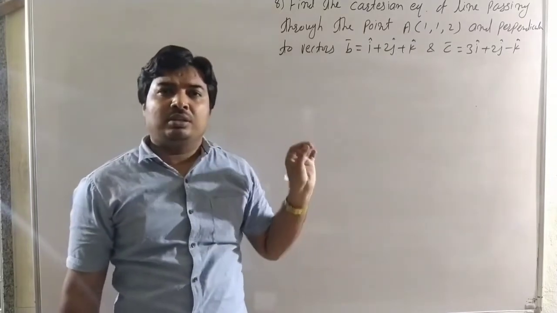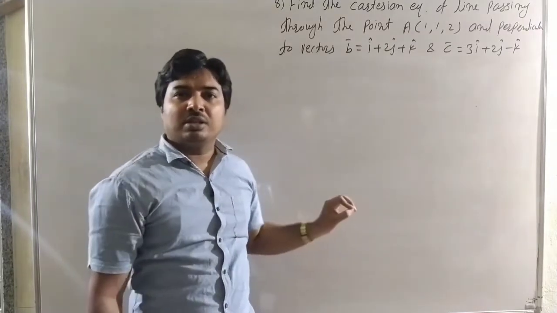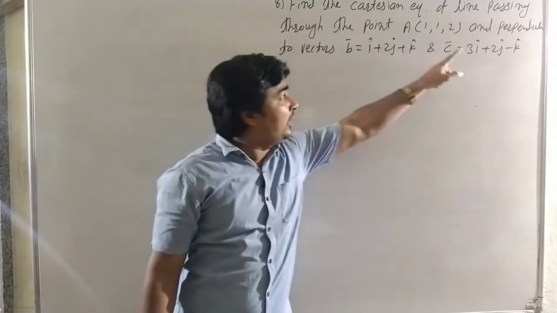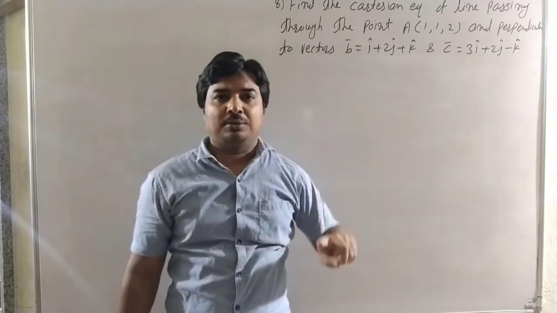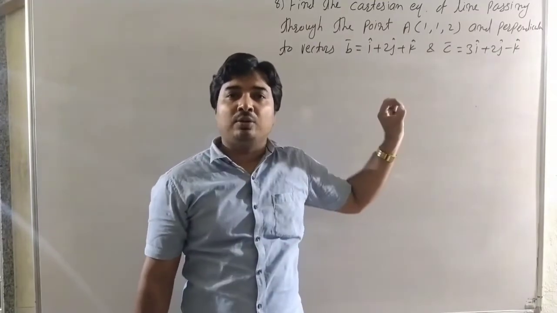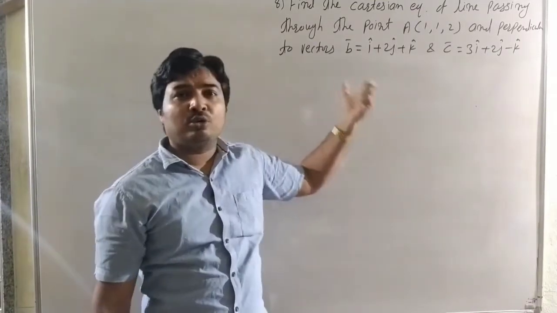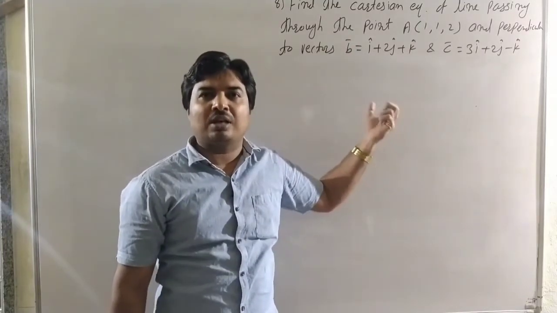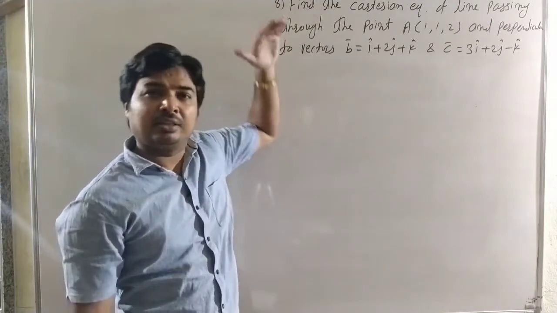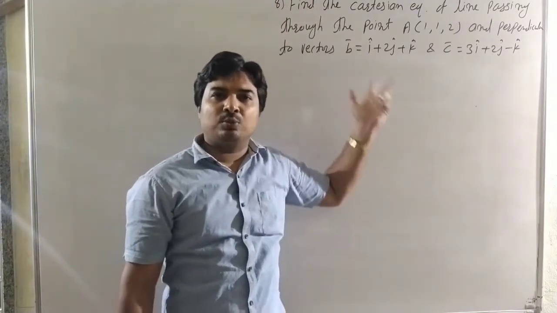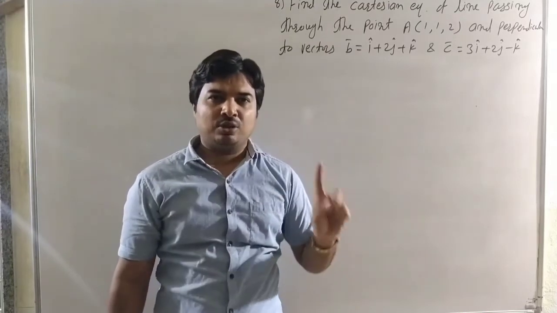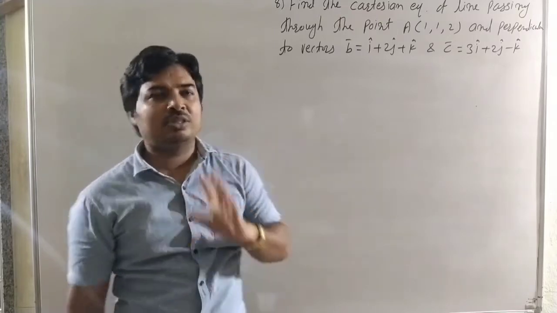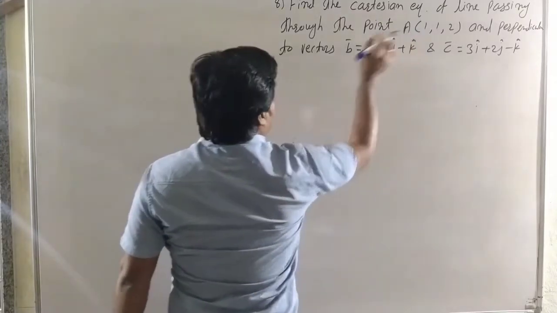Now we find the direction ratios of that line, that means a vector parallel to the required line. Here it is given that these two vectors are perpendicular to the line. Then the cross product of these two vectors is parallel to the line, and the components of the cross product are the direction ratios of the required line. Then, knowing the direction ratios and the point, the Cartesian equation is x minus x1 upon a equal to y minus y1 upon b equal to z minus z1 upon c.